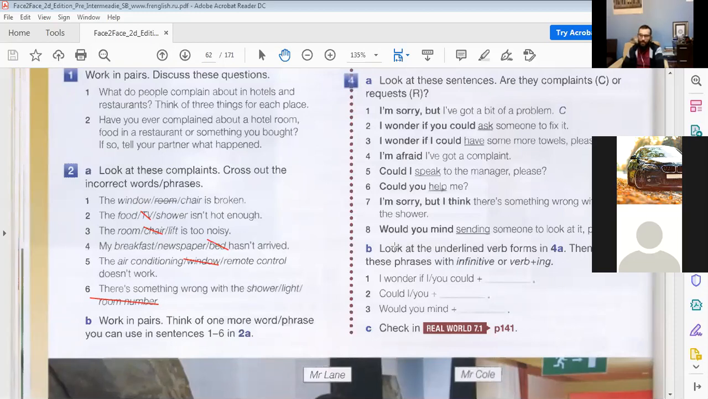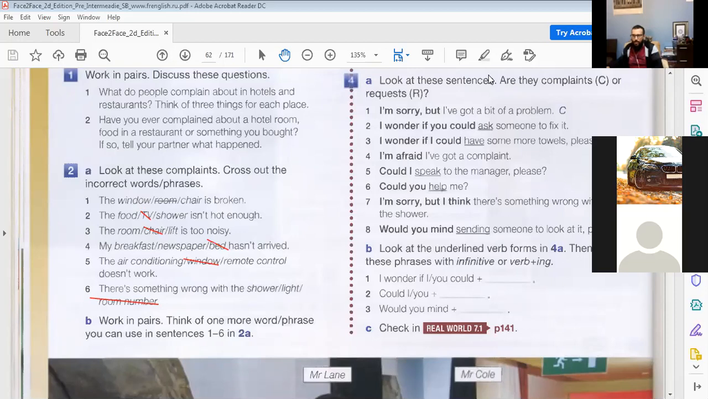Anything that works with electricity. There's something wrong with the kettle. Usually hotels have a little kettle. Anything that works with electricity, or maybe water and heating, you can say there's something wrong. All right, so you get the idea. This is number two. So now let's move on to number three.